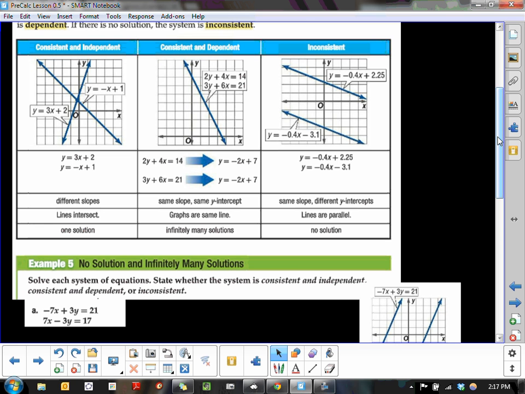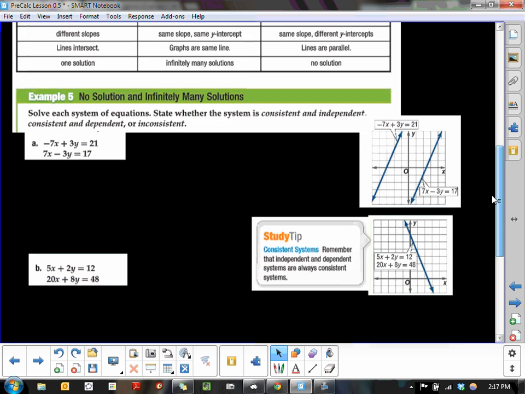So let's apply this to questions A and B. In question A, we've got negative 7x plus 3y equals 21, and 7x minus 3y equals 17. So what I want to do is transform these equations into slope-intercept form, y equals mx plus b, because then I can examine their slope and their y-intercept. In the first equation, I'm going to add 7x to both sides, so 3y equals 7x plus 21.